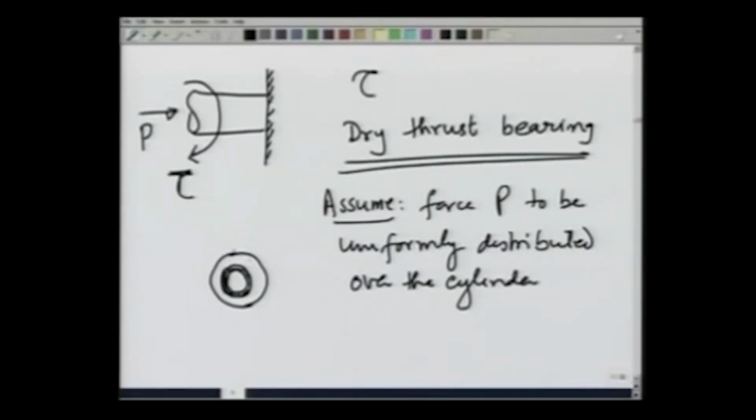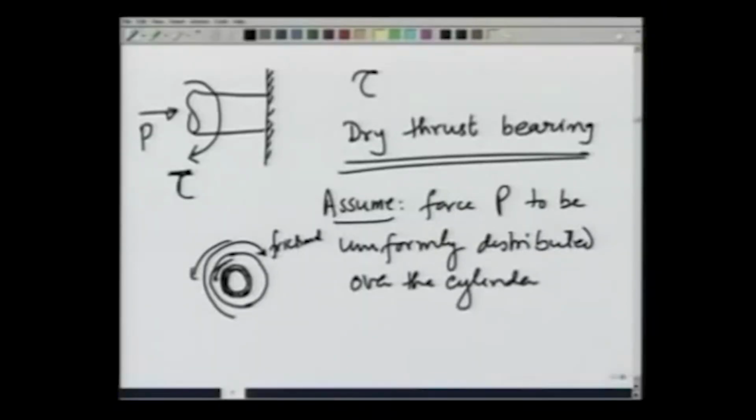This ring, because of the torque being applied, tends to move, and this motion is opposed by the frictional force. However, frictional force has a maximum possible value. So, only up to that maximum possible value can the cylinder oppose the motion, and after that it will start rotating. So, let us do that calculation.